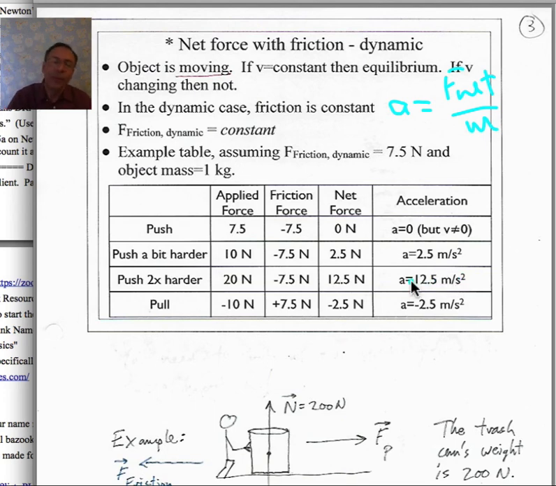What if we did the experiment again, except now we're pulling instead of pushing? We're pulling with negative 10 newtons, right? And the friction force is always in the opposite direction. Well, now it's positive. So negative 10 plus 7.5, the net force is negative 2.5, and the acceleration will be negative 2.5 meters per second squared.